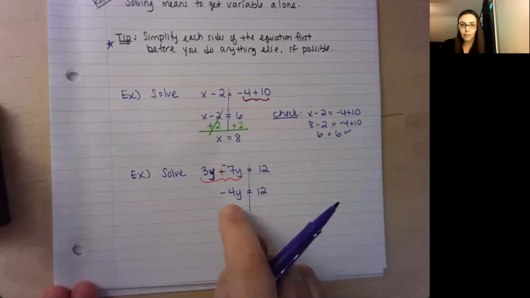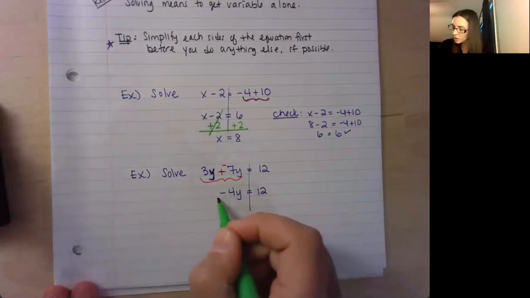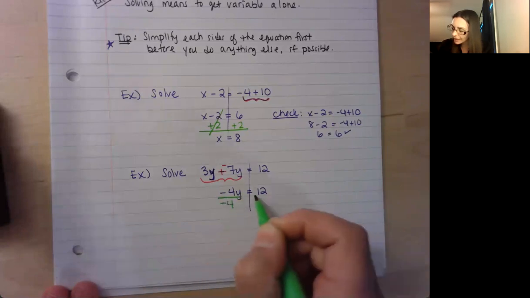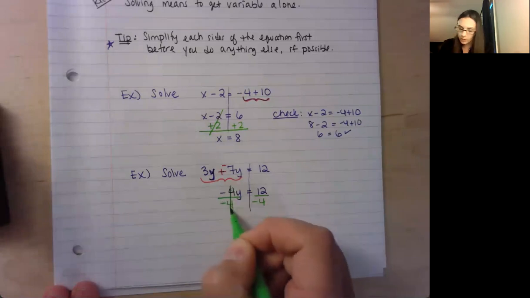So now I want to get that y by itself. To get rid of this negative 4, the opposite of multiplication is division. So we're going to divide it out on both sides. Negative 4 divided by negative 4 is 1. 1 times y is just y.